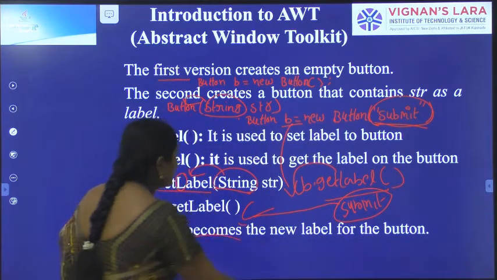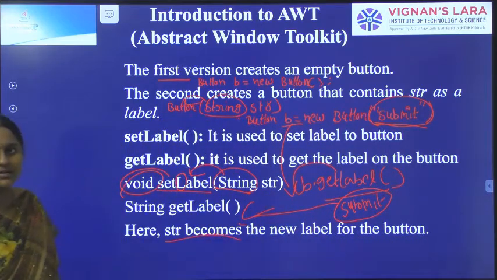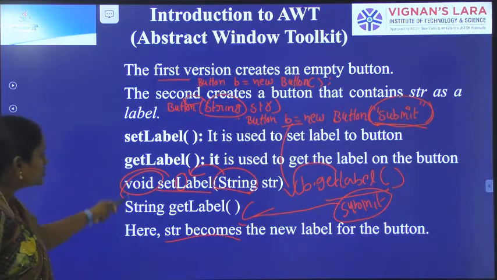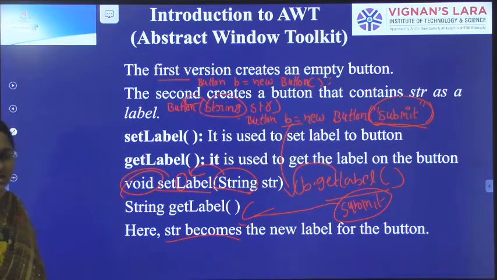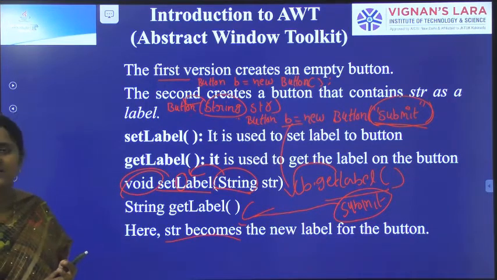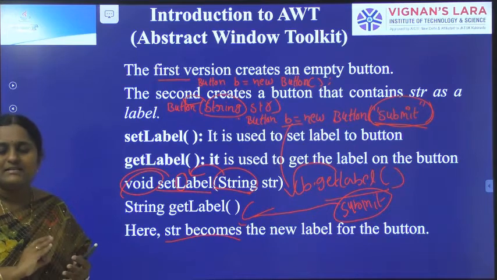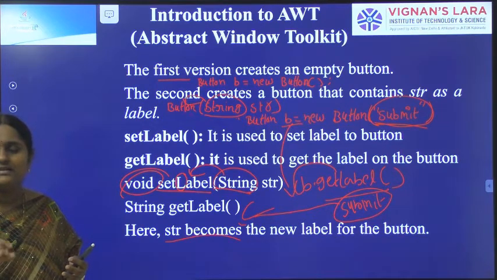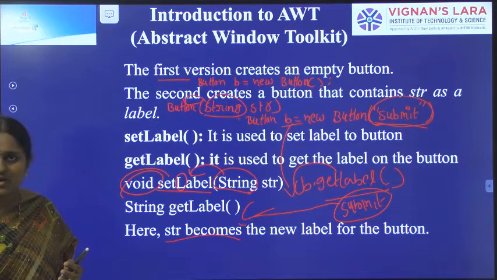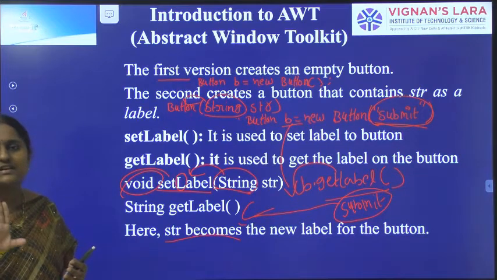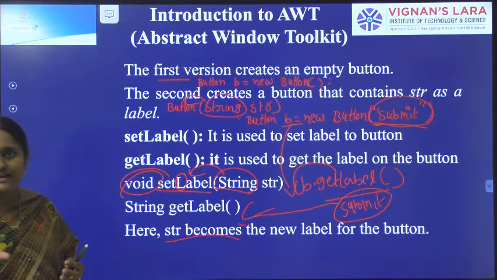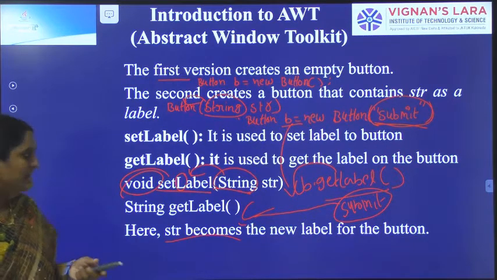Here str becomes the new label for the button. So these are the two methods defined by the Button class. In the Button class we have two constructors. The first one is the empty constructor. The second one is Button(String), where String is a class applied as the argument. The first constructor creates a button without any name. The second constructor, with a string specified, creates a button with the label Submit.